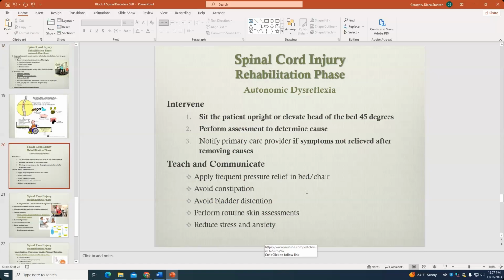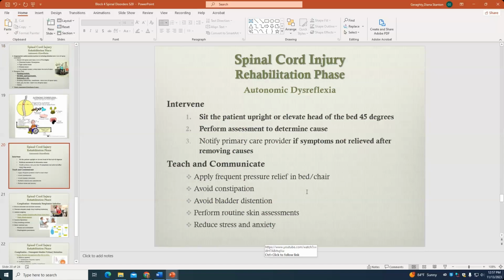If they are already in the rehab phase and maybe they're in the wheelchair, they know to set an alarm on their phone for every 20 minutes, 30 minutes, and they just pick themselves up for a minute and put themselves back down. Just a small movement will help with pressure reduction.